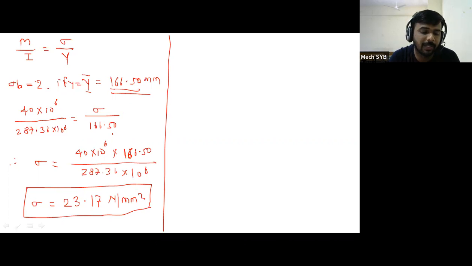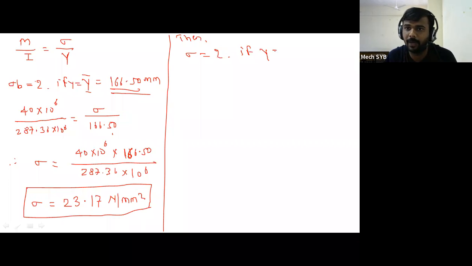This bending stress of 23.17 Newton per mm square will be developed below the neutral axis. Getting? Then sigma is equal to, if capital Y is equal to y bar, what is the second y bar?